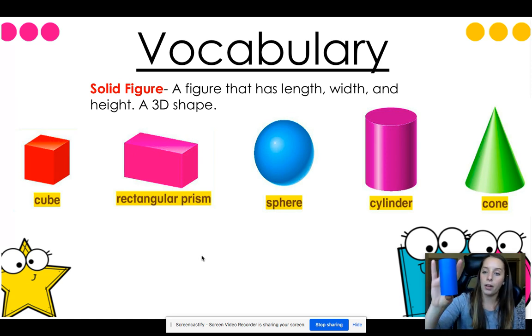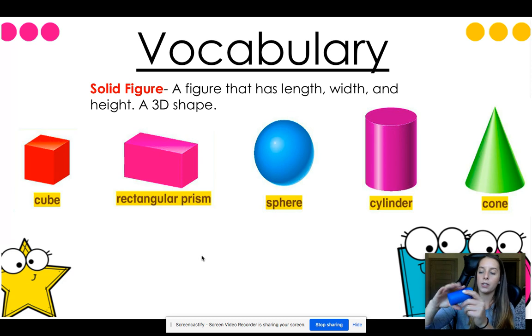The next is the one that looks like a can of soup, right? So it's made up of some circles, right? Some flat surfaces that look like circles, but it's also curved so it can roll. And the last one we were introduced to is our cone, which has a flat surface here at the bottom. However, it is curved and can roll a bit and comes to a point at the top.